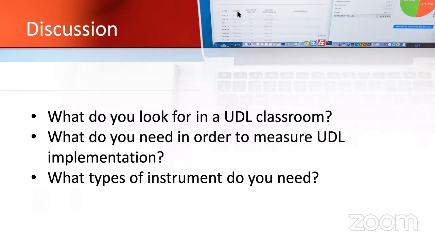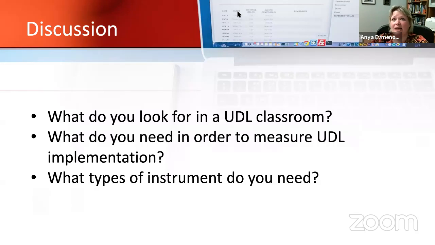Well, hopefully we will get there soon enough with your help, implementing UDL and validating some of these instruments that we're trying to develop. Someone just posted "degree of learner agency across time and settings." Yeah, that is great.